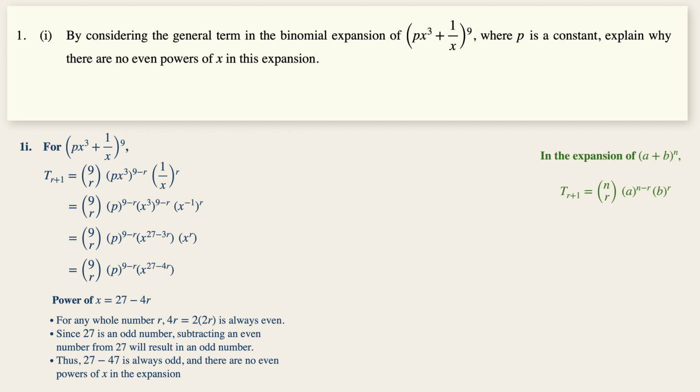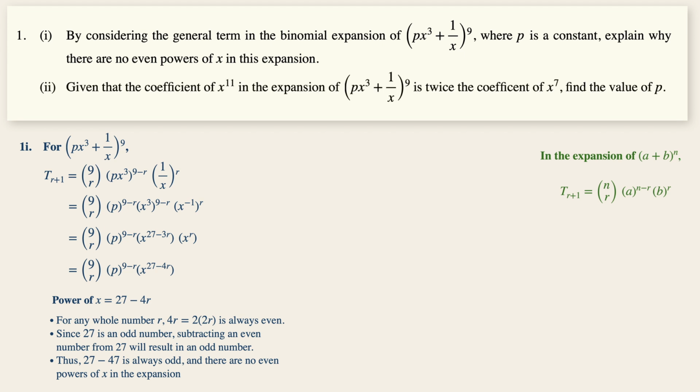Now let's try to solidify our understanding of the general term in the next part. We have over here that the coefficient of x^11 is twice the coefficient of x^7. Now let's get the coefficient of each respective term using the general term again, and hopefully we can form an equation from there. For the term in x^11, 27 minus 4r is equal to 11. Now we want to get the value of r so that we can substitute it back into the general term. Solving this, r is 4.